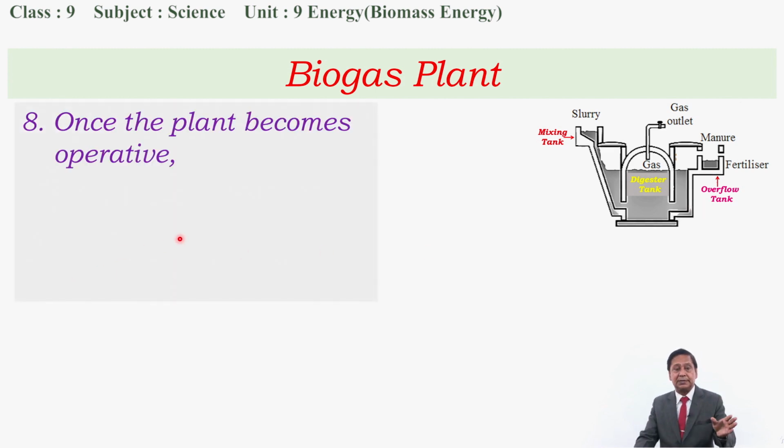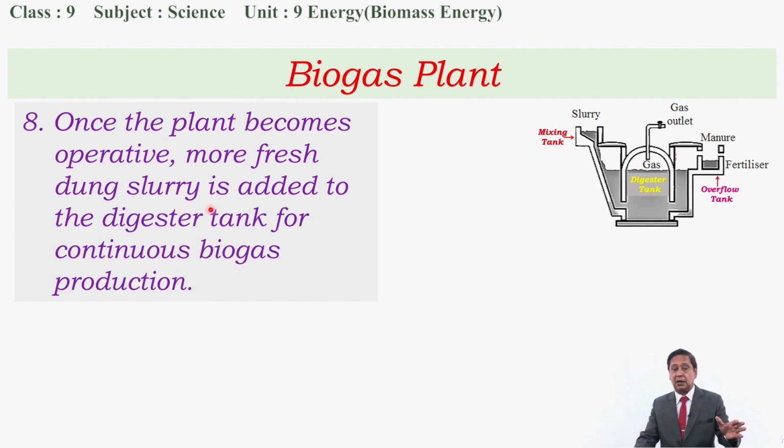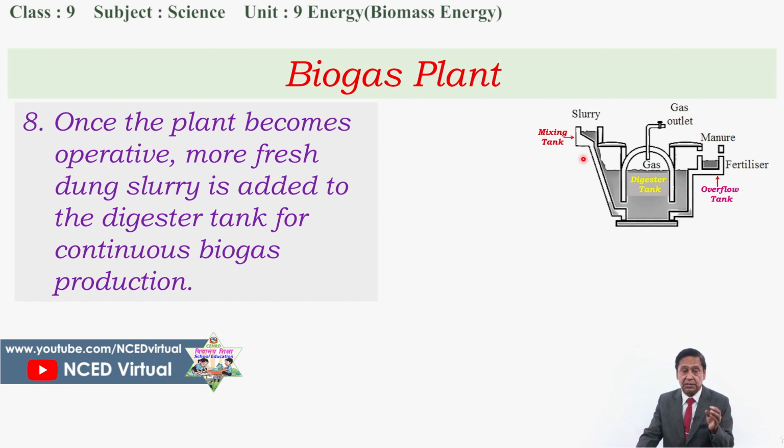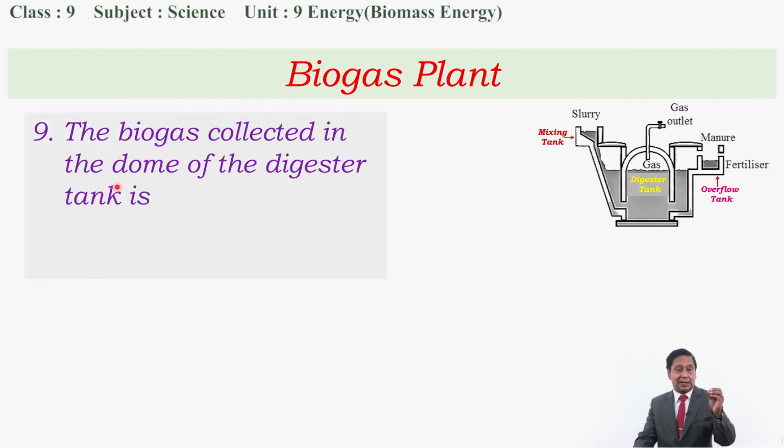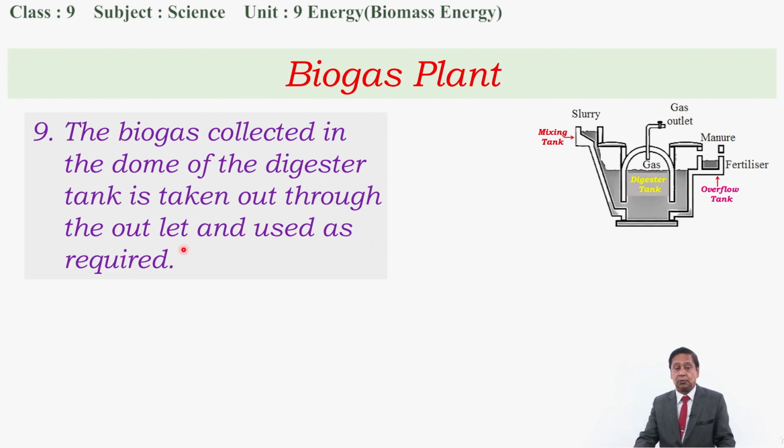And then once the plant becomes operative, more fresh dung slurry is added to the digester tank for continuous biogas production. If we want to get gas continuously, then slurry should be fed from this mixing tank continuously, and we'll get it for a long time without any obstruction. The biogas collected in the dome of the digester tank is taken out through the outlet and used as required. This is the outlet for the biogas and it can be used for cooking, or it can also be used for lighting, which gives us light in our room.